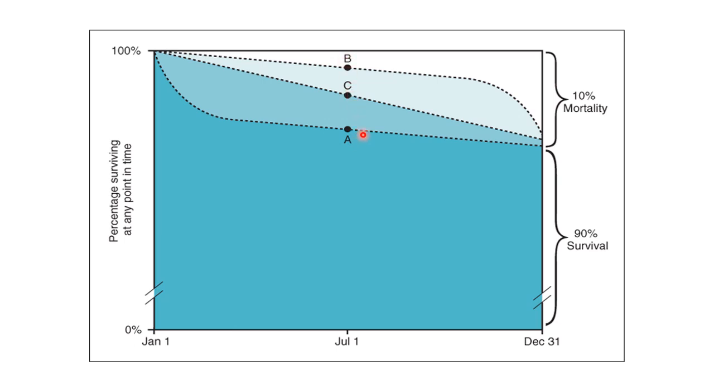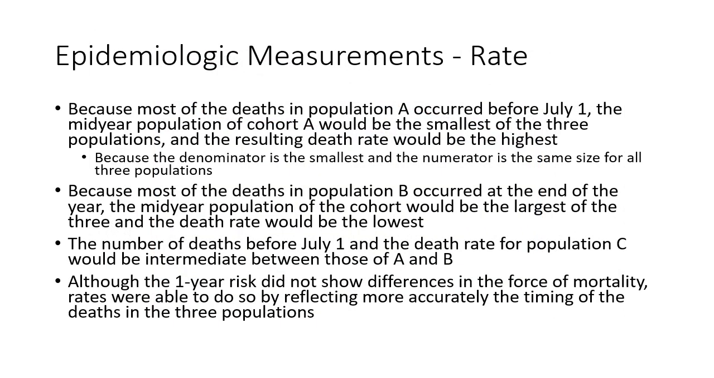When you're looking at risk, your denominator was the entire population at the very beginning. When you're looking at the rates, this is where you use the mid-period population. That's basically the main difference between how you calculate these. So when you actually calculate it out, you'd find that A is going to have the highest rate because it has the lowest denominator. Right?